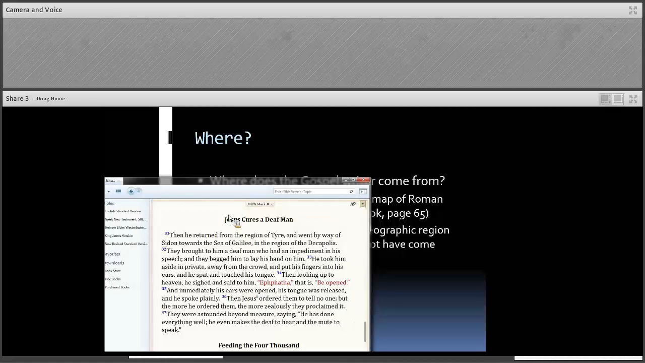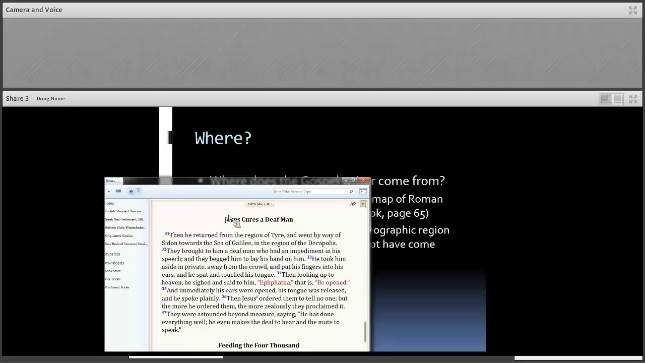How in the world does he go? Why in the world would he go from Tyre all the way up north, Sidon, to go down to the Sea of Galilee? A lot of historical scholars have said, you know what, that's just not possible in terms of understanding geographically how this region worked.